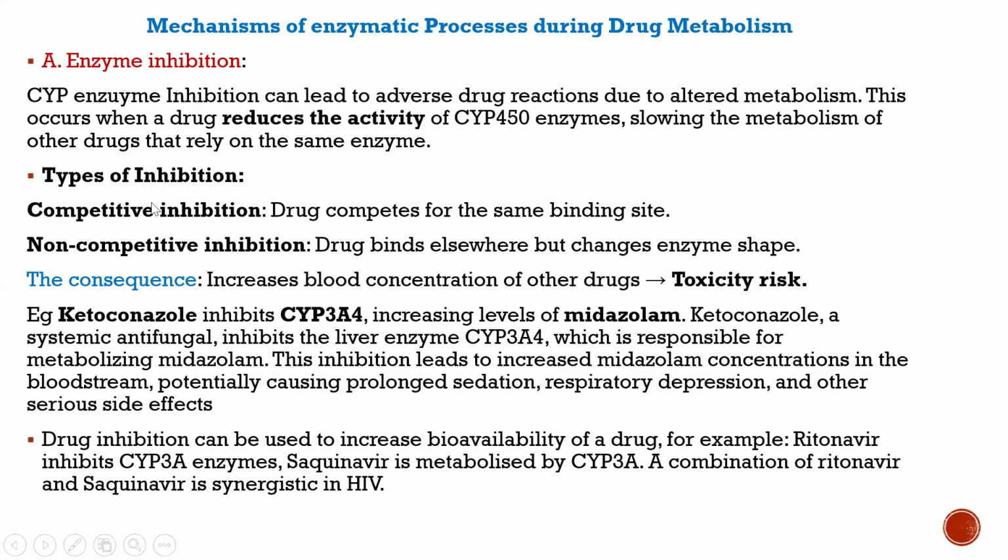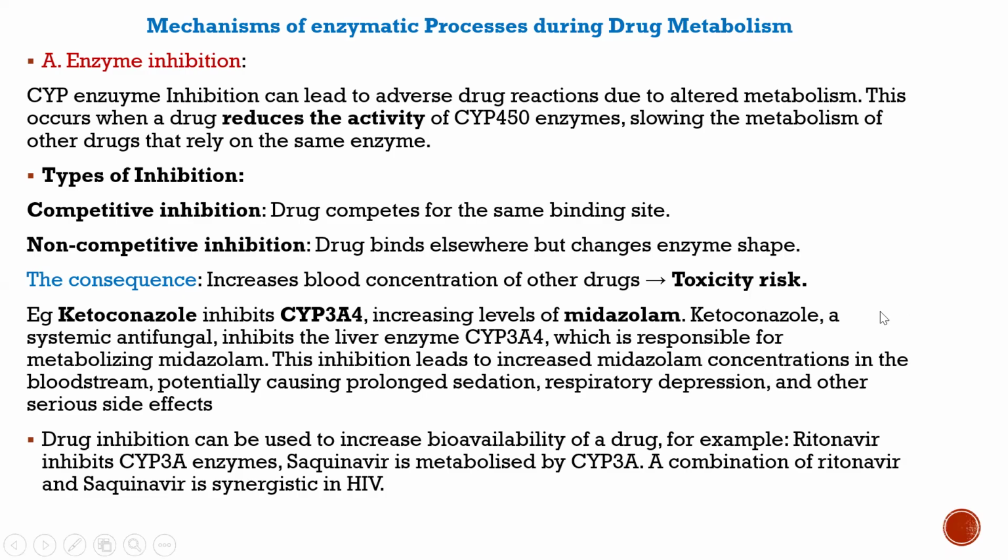We have competitive inhibition, where drugs compete for the same binding site. We also have non-competitive inhibition. So we have an example of this drug inhibition. Ketoconazole inhibits cytochrome P3A4, which increases the level of midazolam, the concentration in the body. So when ketoconazole inhibits this cytochrome P450, it means that it will not metabolize midazolam, which it is supposed to metabolize.